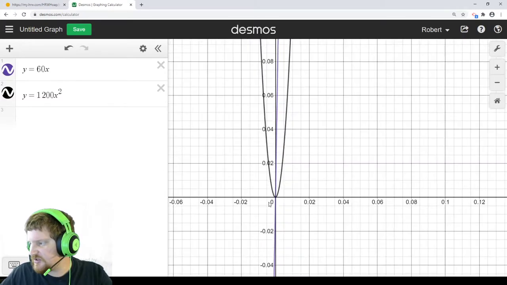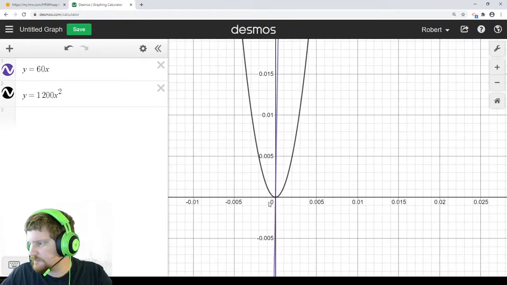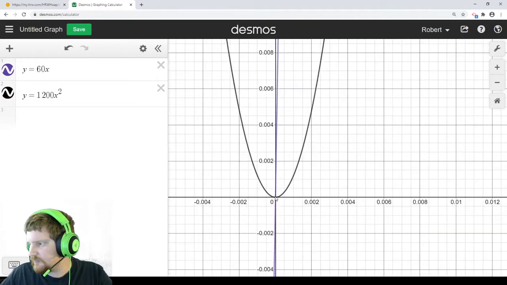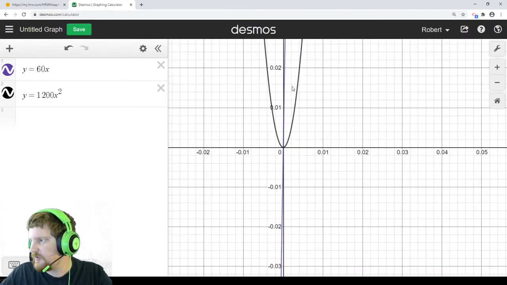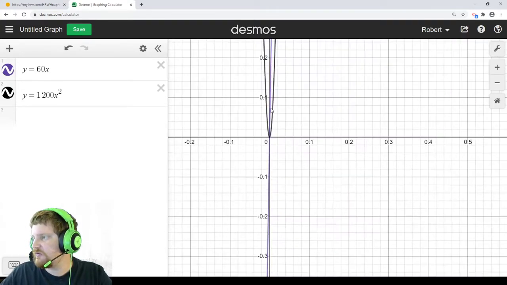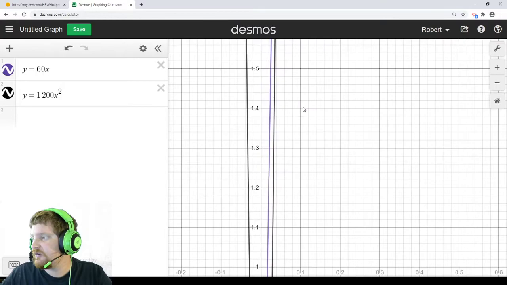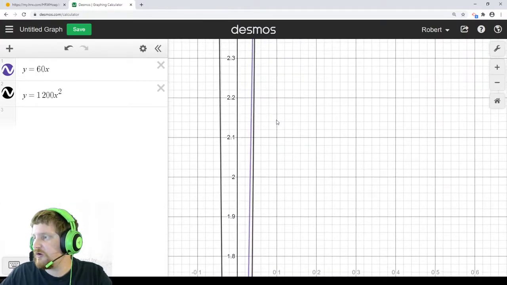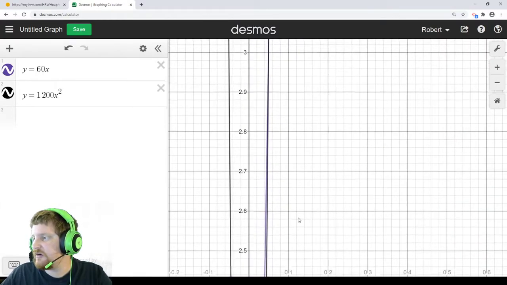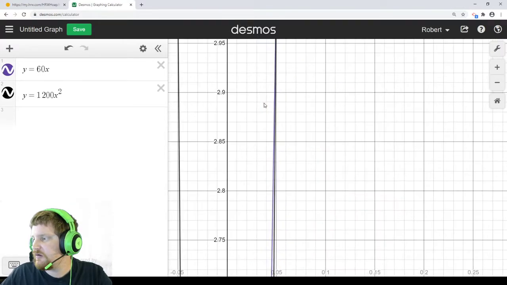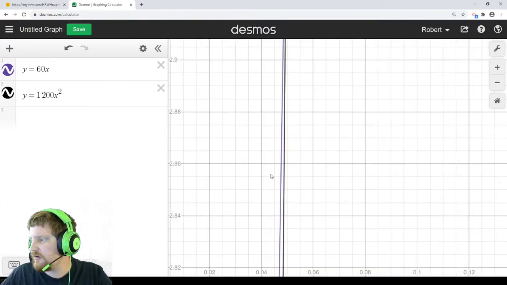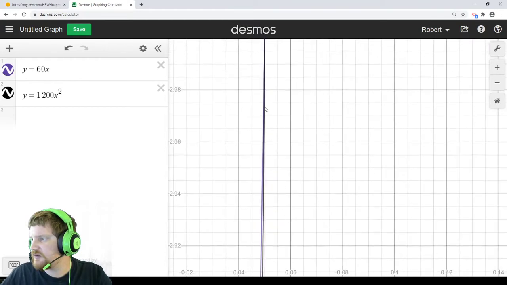So we can see that they start at the same point. They both start here. And as we zoom out, what we really need to do is zoom out on just the x-axis. There's going to be a point way up here where they cross.